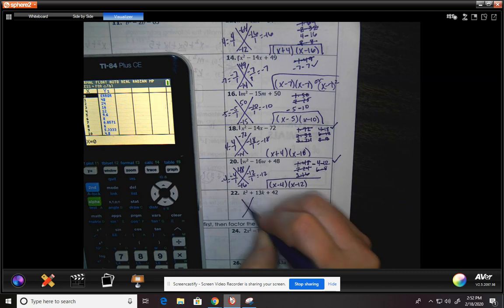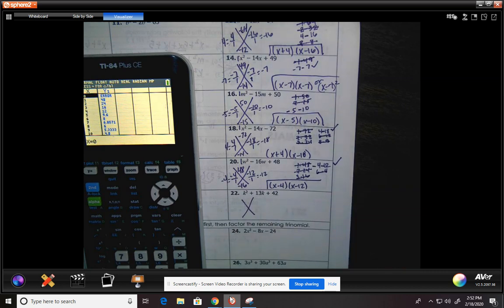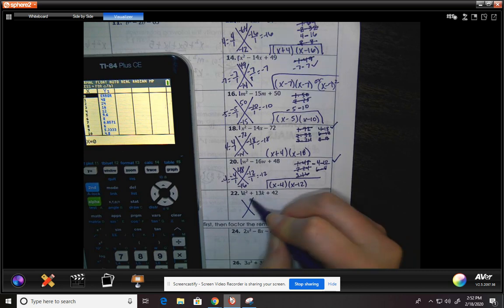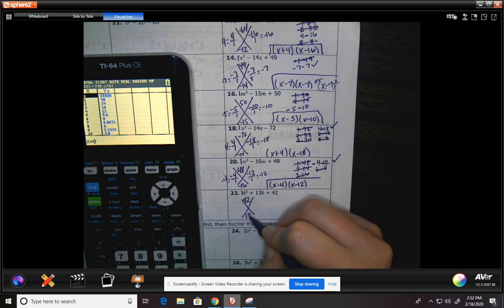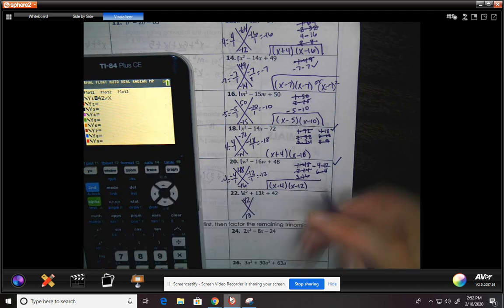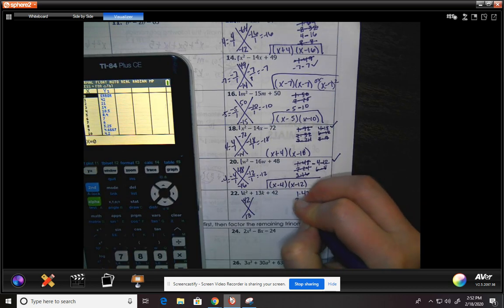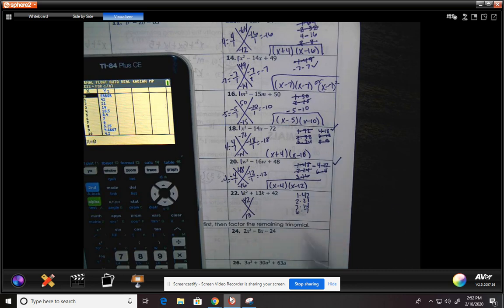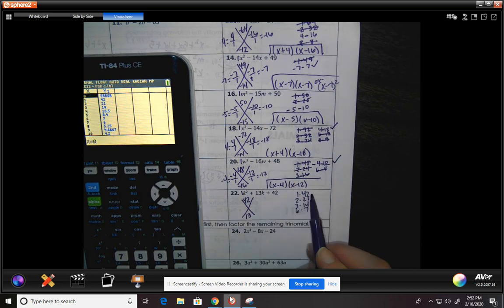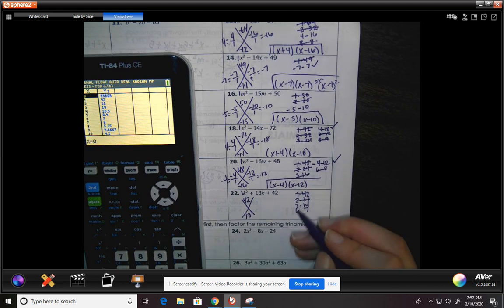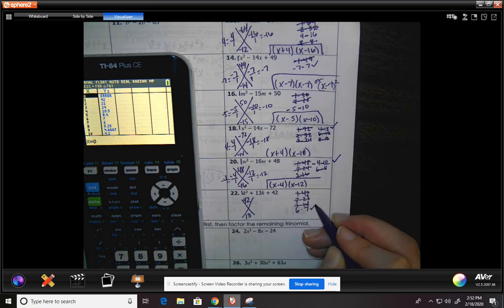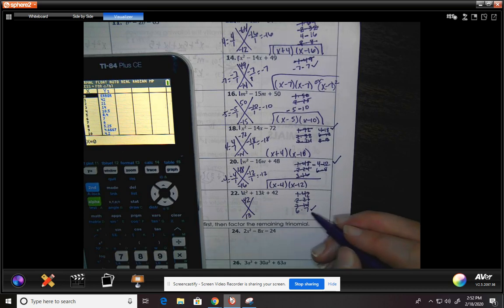Okay, for the last example before we extend on with GCF, 1 times 42 is 42, and I need to add to 13. So multiples of 42, 1 and 42, 2 and 21, 3 and 14, 6 and 7. Okay, this adds to 43, subtracts to 41. This adds to 23, subtracts to 19. This adds to 17, subtracts to 11. This adds to 13, subtracts to 1. So this one.